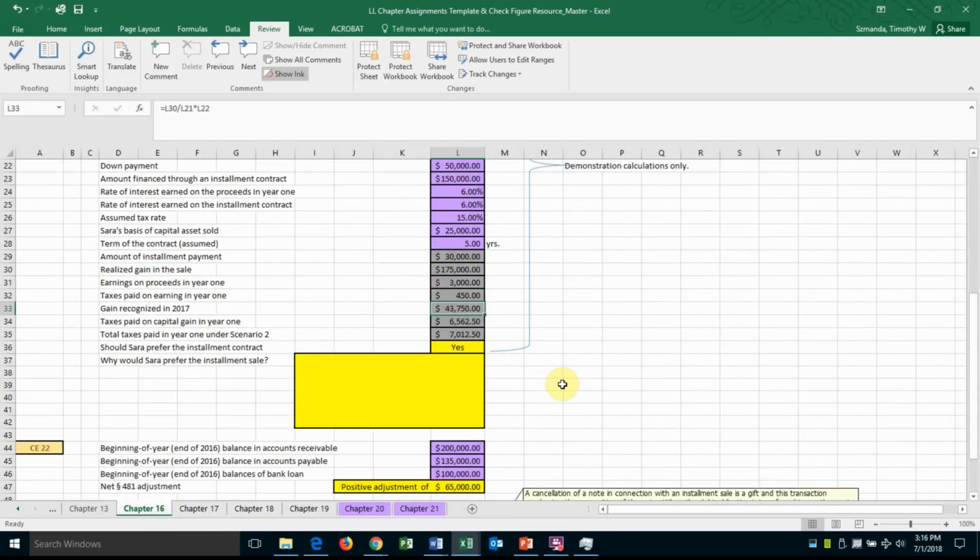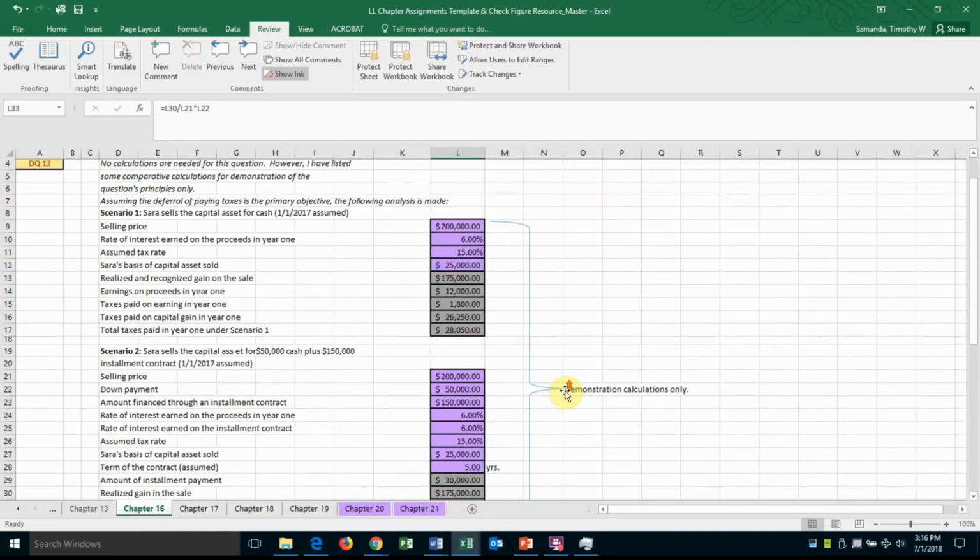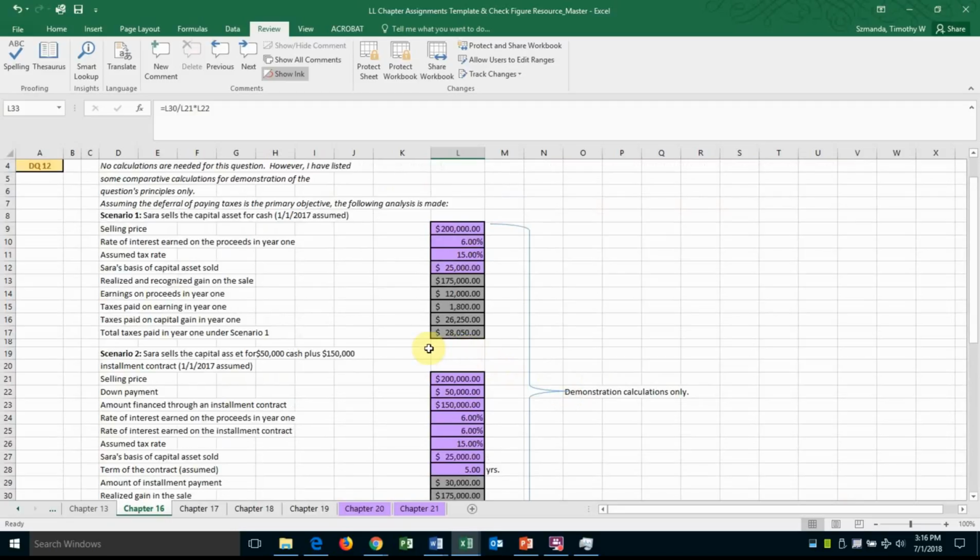And then the other one I wanted to briefly look at was Chapter 16, Discussion question number 12. I just wanted to mention in this one, this was just a set of 2 scenarios as well, like in Chapter 20, but different calculations and different objectives.